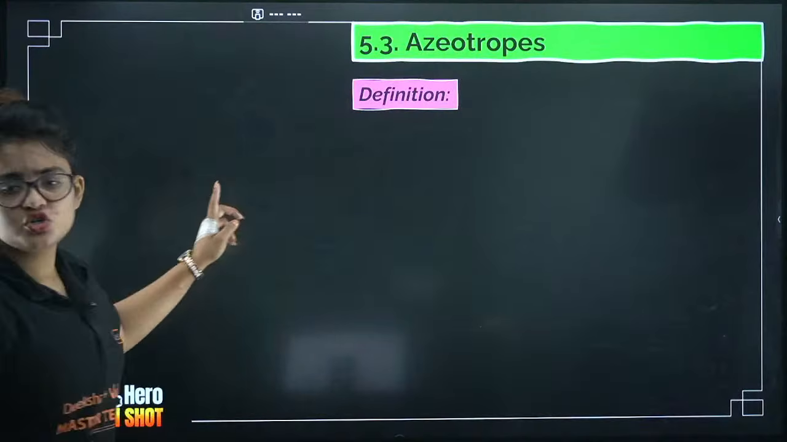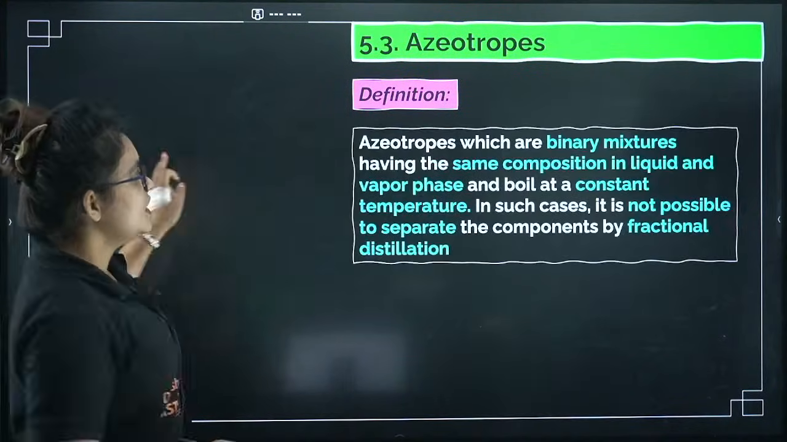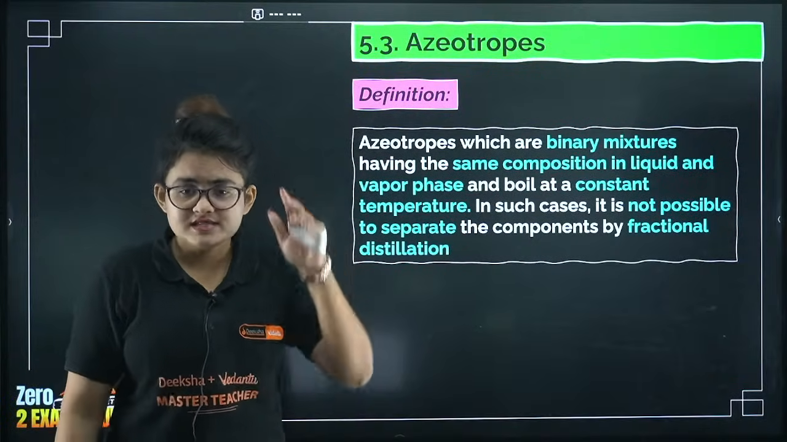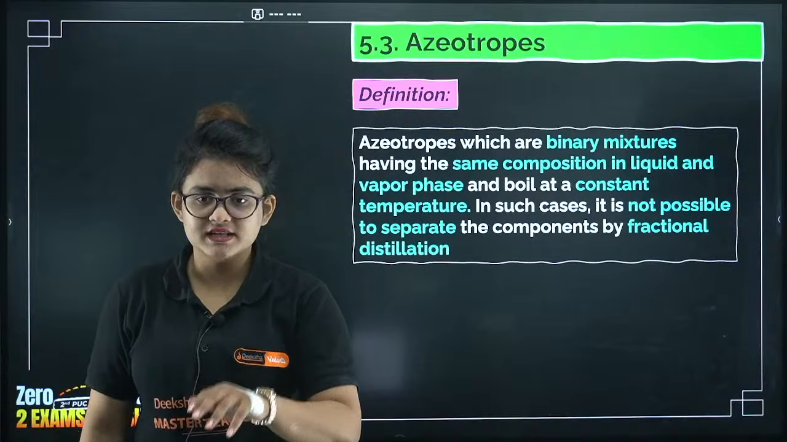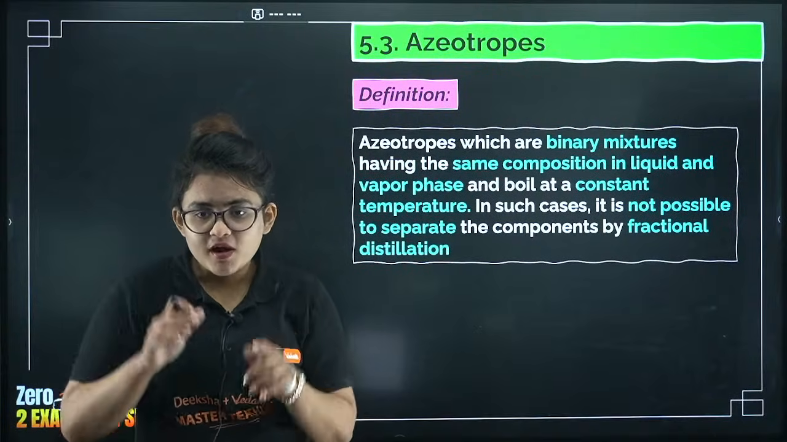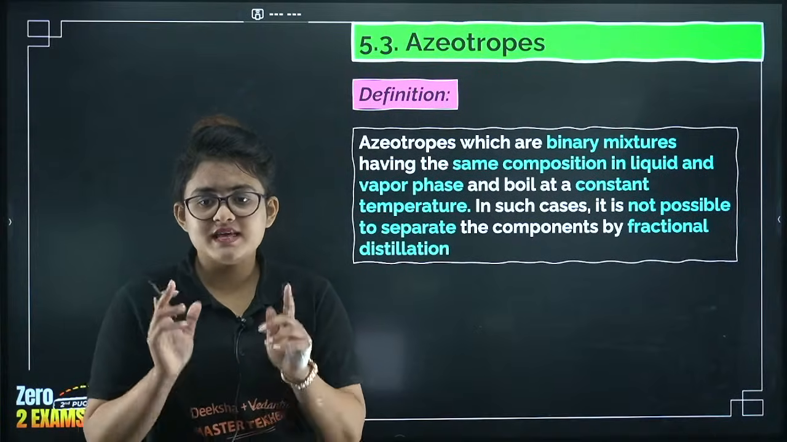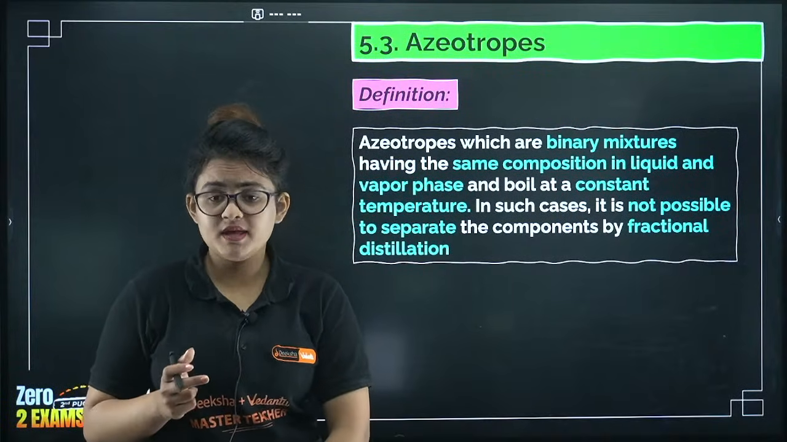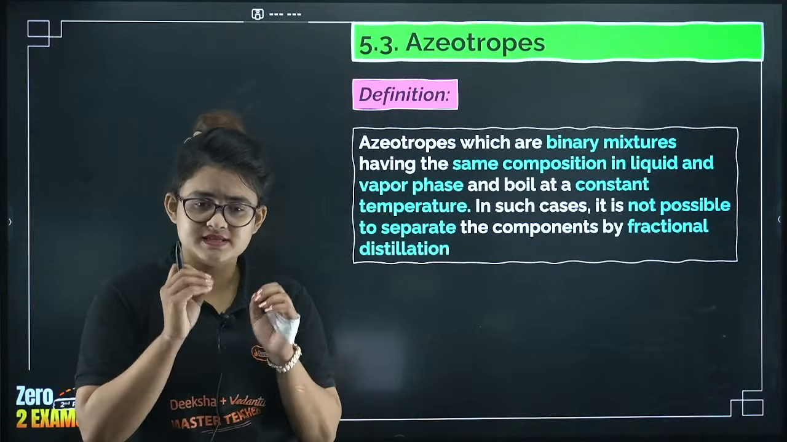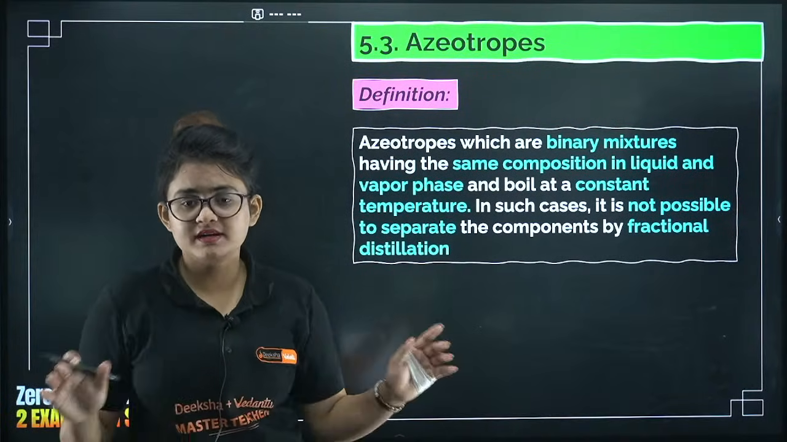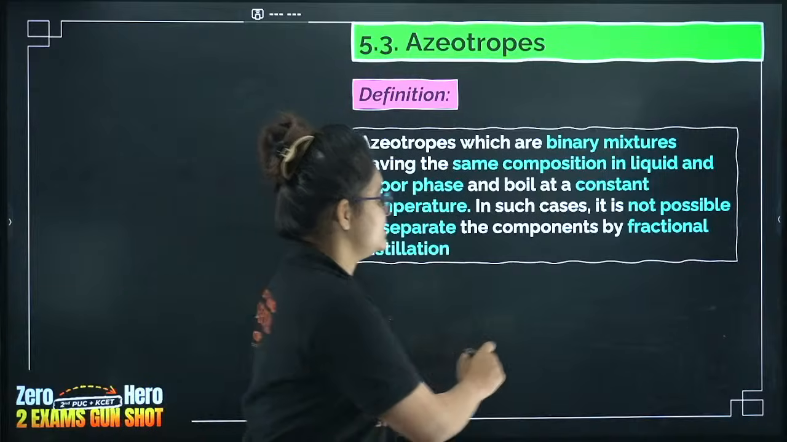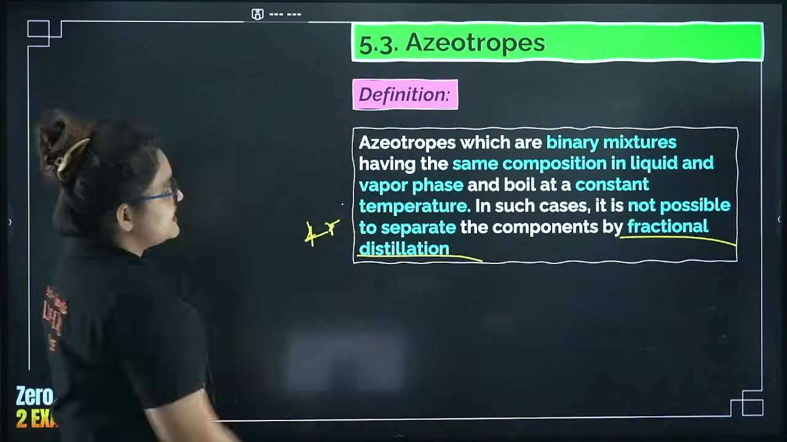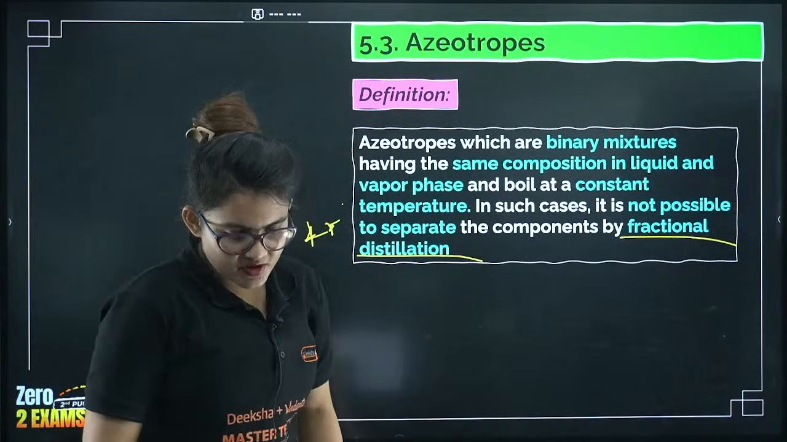Here you can see azeotrope, the very important definition. So what is the definition? Azeotropes are binary mixtures having the same composition in the liquid and in the vapor phase, and they boil together at the same temperature. If they form an azeotropic mixture, it is very difficult to separate them using fractional distillation. It's a very important point. Okay, I guess it's clear. Let's proceed further.